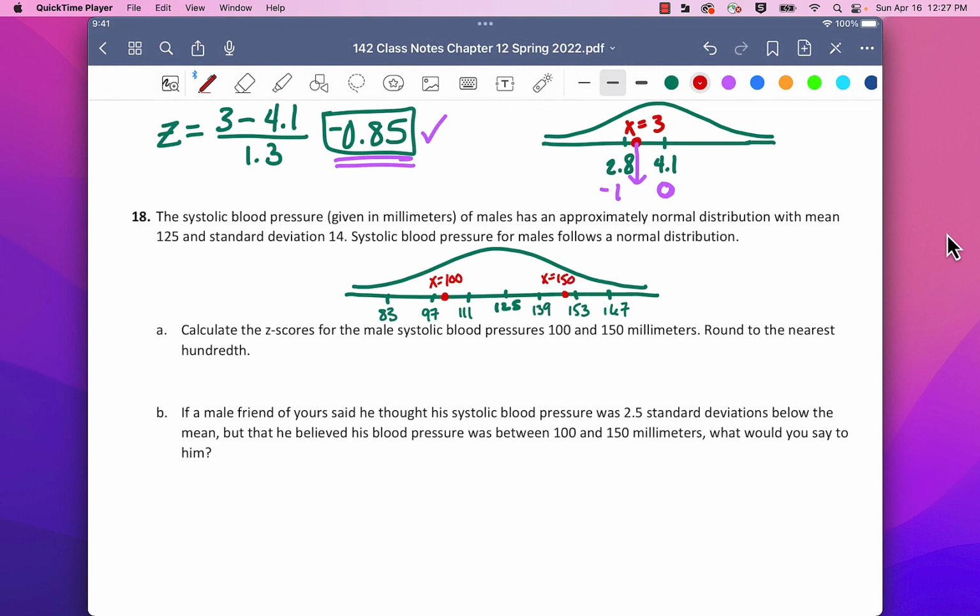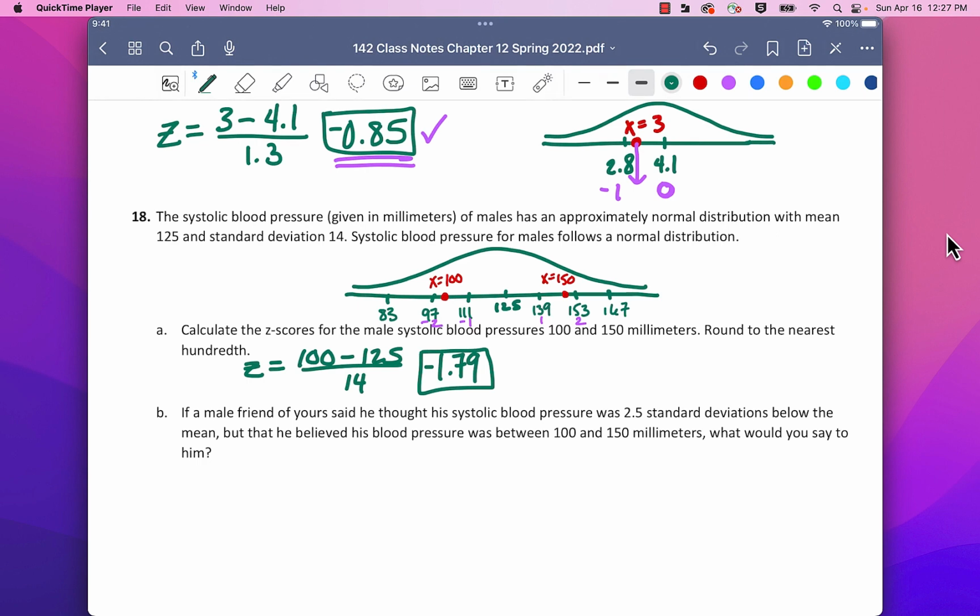So we can get a little guesstimate going here. The z-score for 97 is -2. I've got to squeeze it in there. And then the z-score of 111 is -1. So we know we're in between -1 and -2. And then over there for 150, we're in between +1 and +2. So let's use our formula to calculate each of these. z is equal to 100 minus 125 divided by 14. Rounding to the nearest hundredth again, we get -1.79.